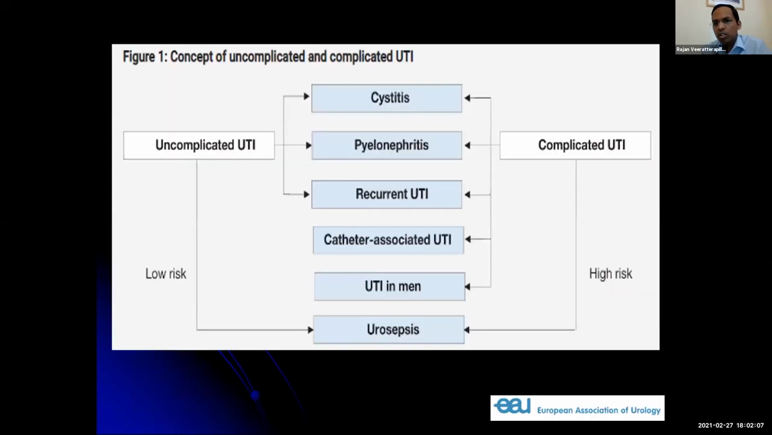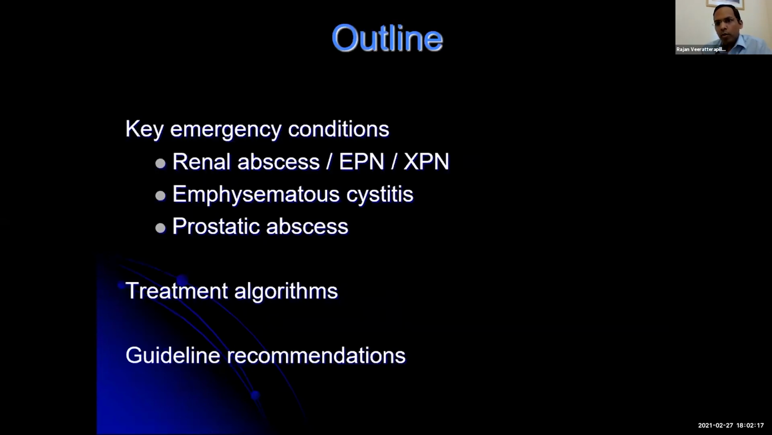Bhaskar already showed this chart before, and essentially I'll be focusing on the pyelonephritis and urosepsis end of this spectrum. We're going to look from the top down at kidney infections: renal abscesses, emphysematous pyelonephritis, xanthogranulomatous pyelonephritis. We're going to look at emphysematous cystitis and also prostatic abscesses, and hopefully give you some treatment algorithms to keep in your head when you see these patients, and touch on some of the guideline recommendations for managing urosepsis.